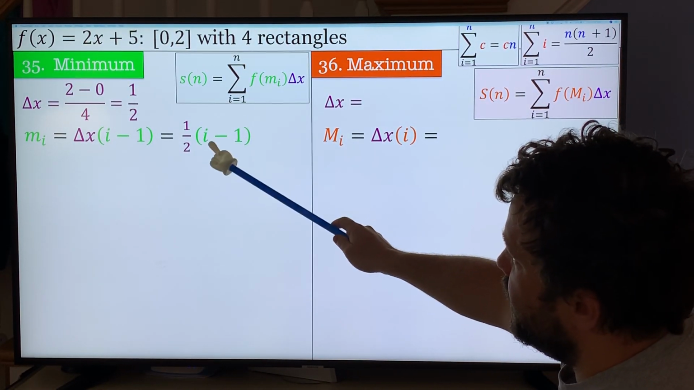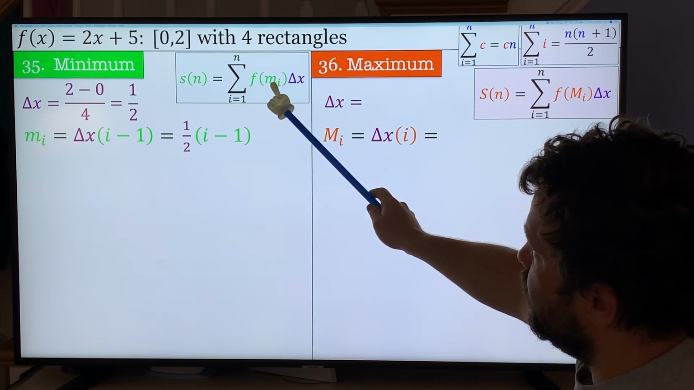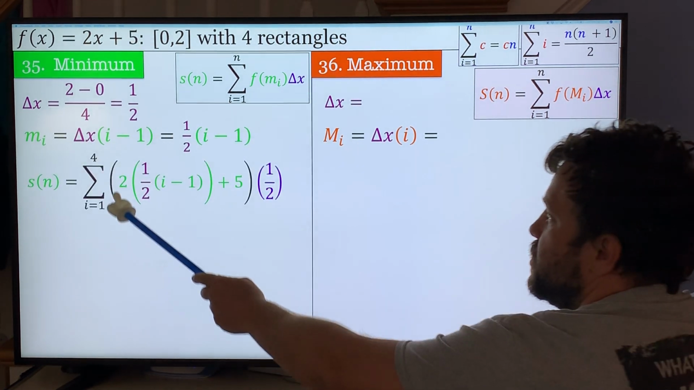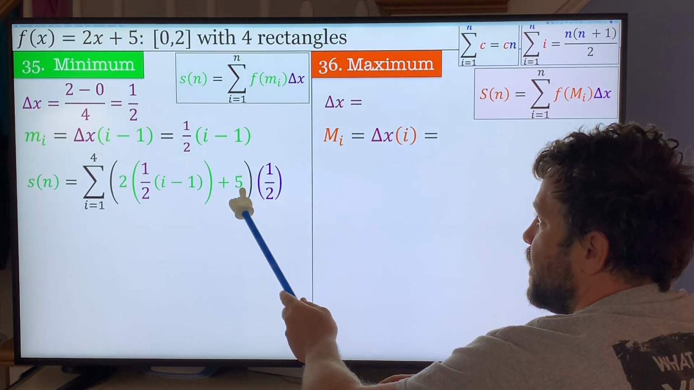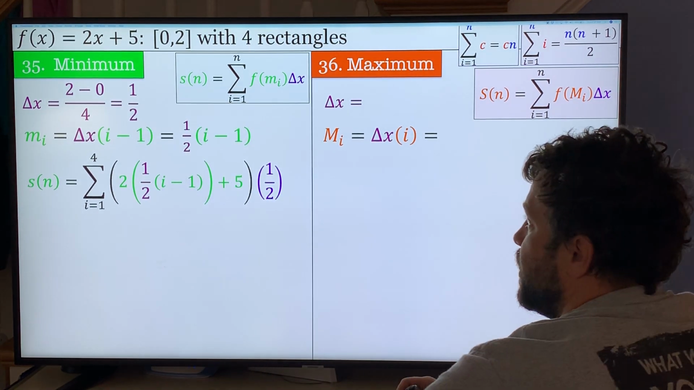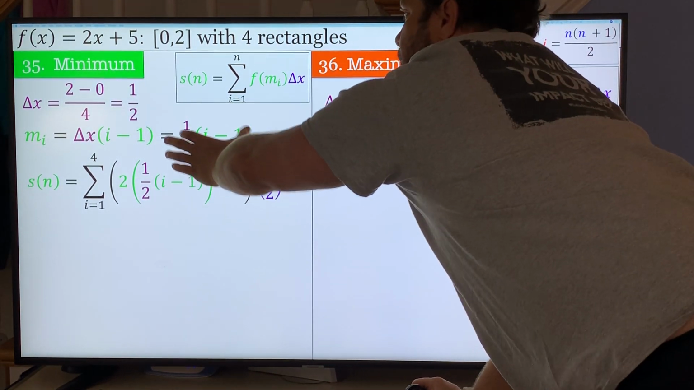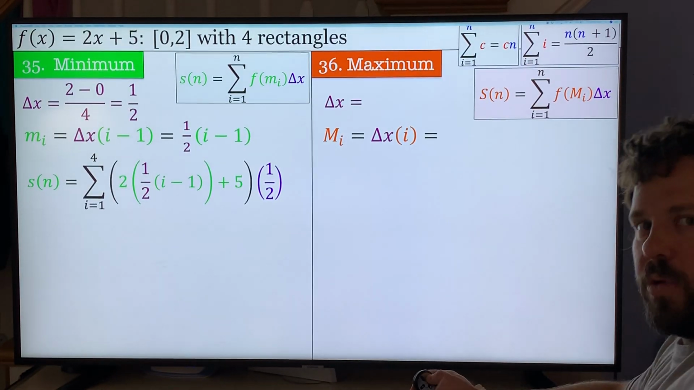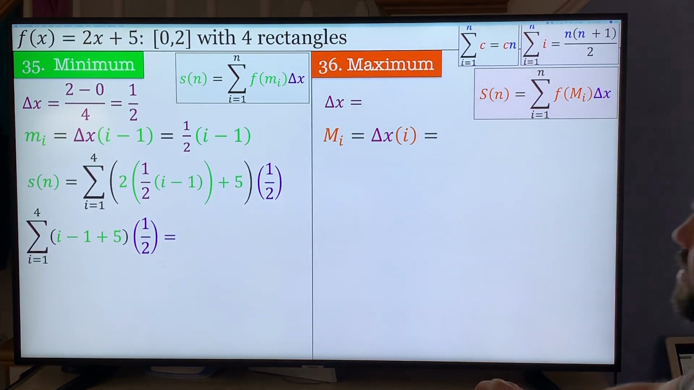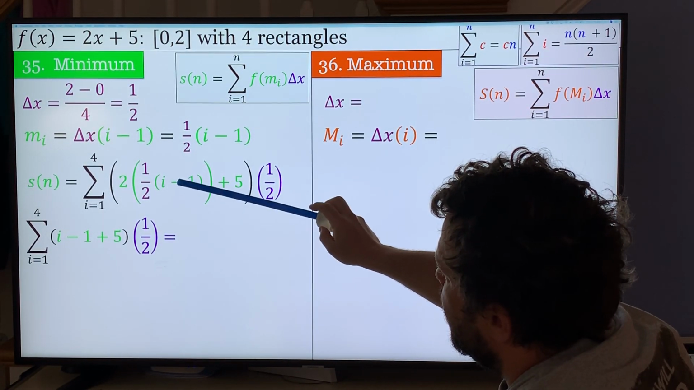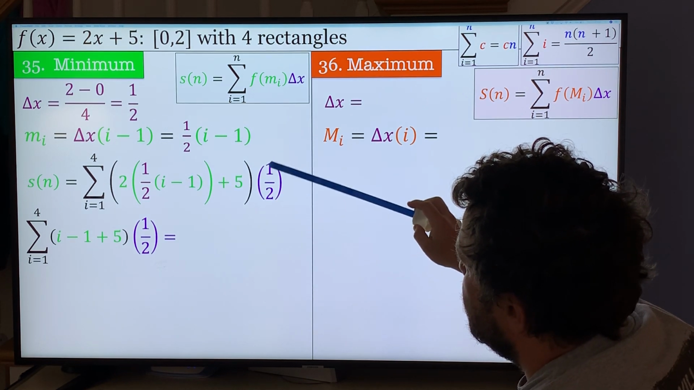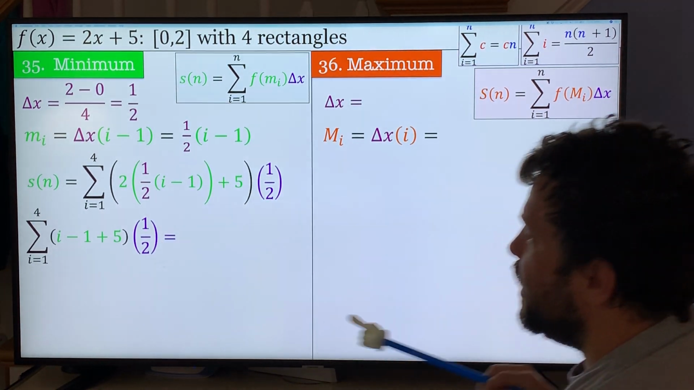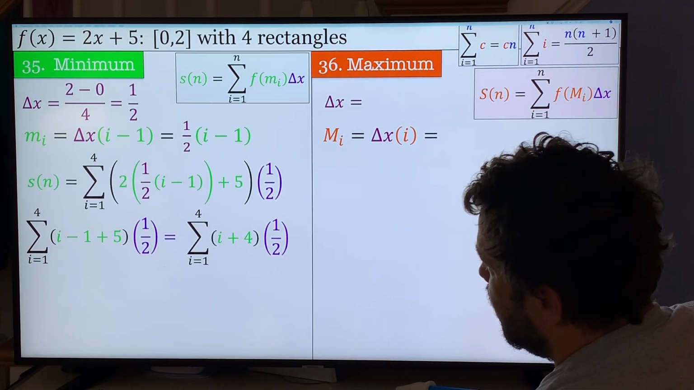Okay, step 2. Take this, plug it into your f. My f here is 2x plus 5, right? So I'm going to do 2 times 1/2 i minus 1 plus 5 times delta x, which is 1/2. So pretty much this whole thing goes in for the x here, 2 times that plus 5. What's half of 2? Half of 2 is 1. So these cancel out, you're left with i minus 1 plus 5 times my delta x, which is 1/2. Is there any constant here I could drag forward? The 1/2 goes in front of the thing.